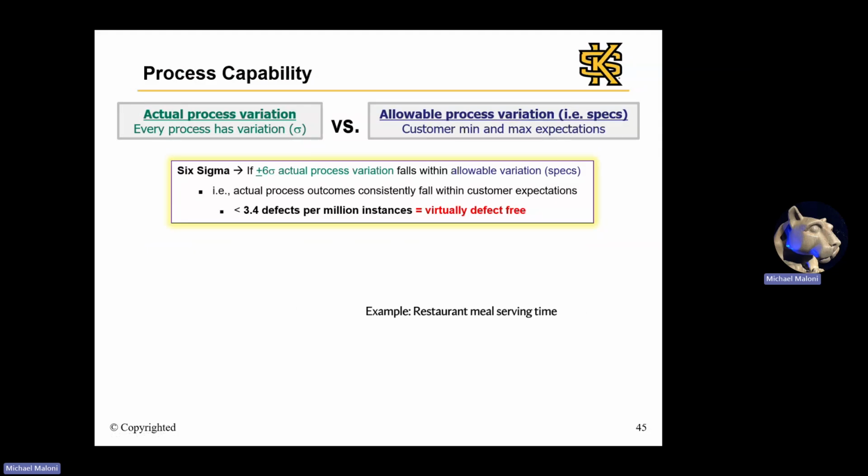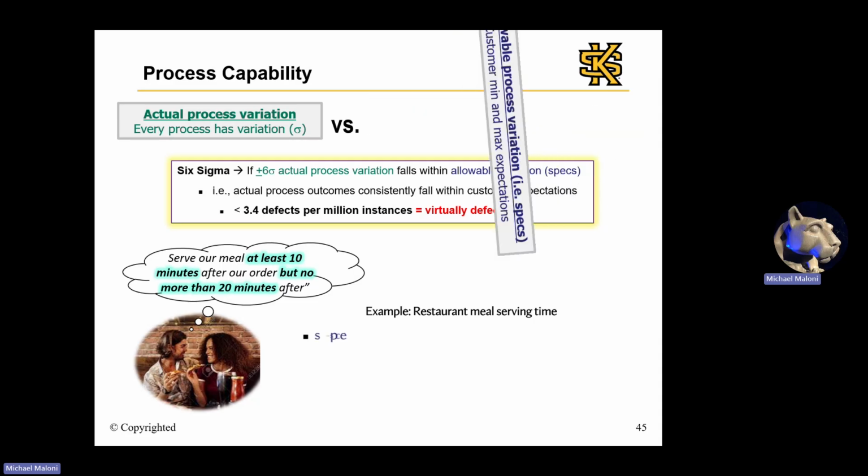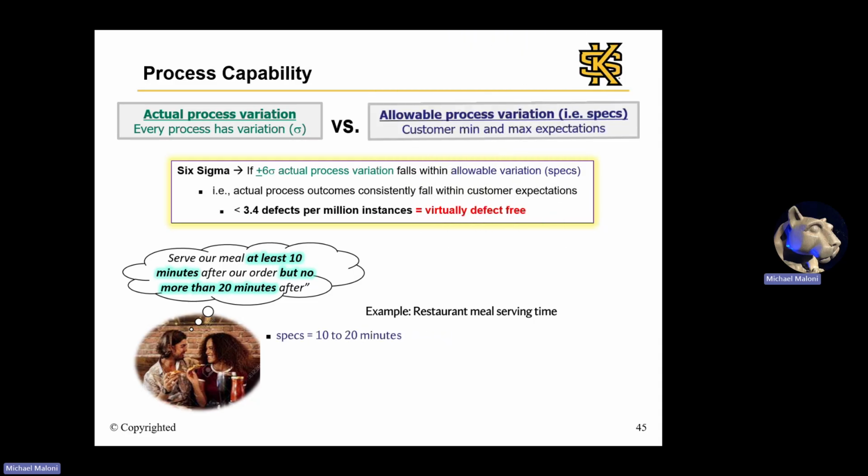Suppose that our restaurant is concerned about how long customers wait to receive their food after ordering. In rigorously working with our customers, we determine that anything faster than 10 minutes is too fast. The customers feel rushed. So that's the lower spec limit. And then anything longer than 20 minutes, well, that's too slow. Customers feel ignored, and then the food may not be hot or fresh. So that's the upper spec limit. The customer specs allowable variation are 10 to 20 minutes of waiting time.